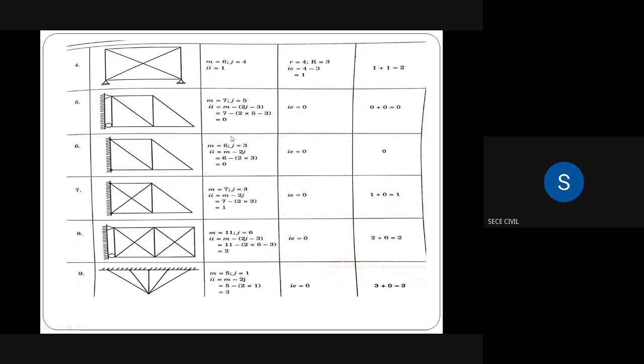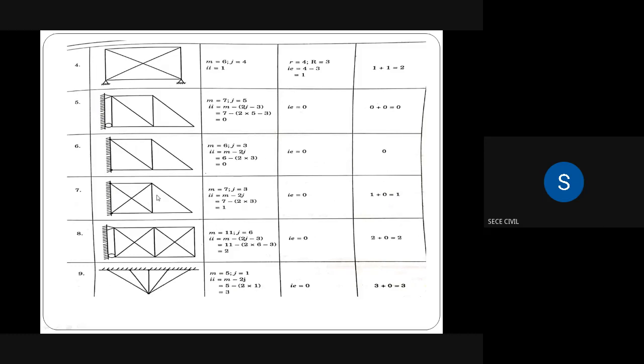The formula will change. In previous cases for calculating IA, the formula was m minus 2j minus 3. But in this case, IA is equal to m minus 2j. So m is 6, j is 3. So 6 minus 2 into 3, 6 minus 6, 0. So IA is equal to 0, IE is equal to 0. So the total degree of static indeterminacy, capital I, is equal to 0.